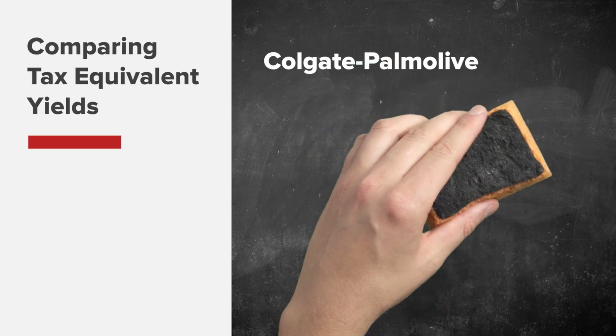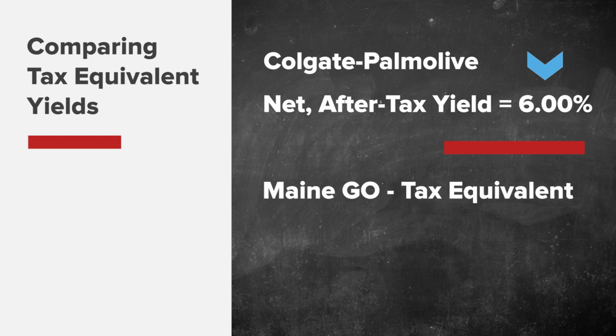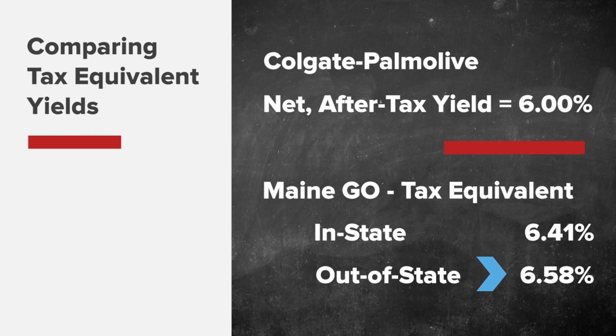If the Colgate-Palmolive bond yielded 6% at par, the Maine GO would offer a higher tax equivalent yield in both the in-state and out-of-state cases.